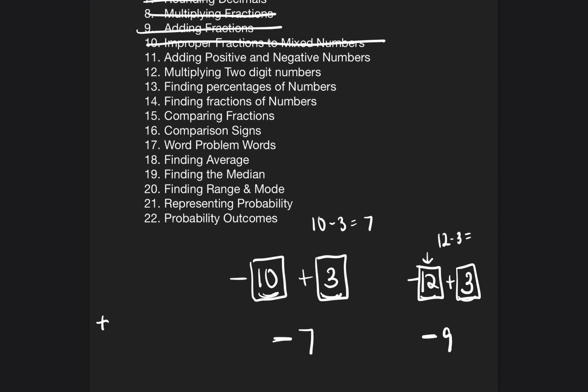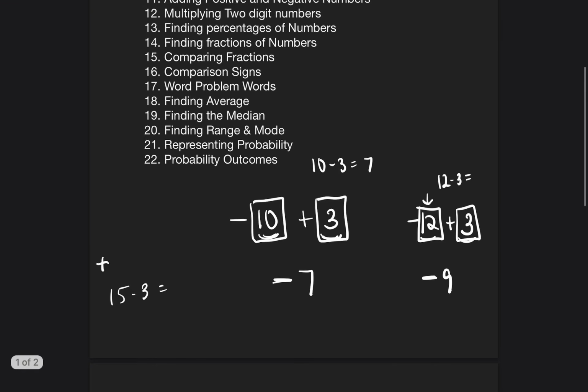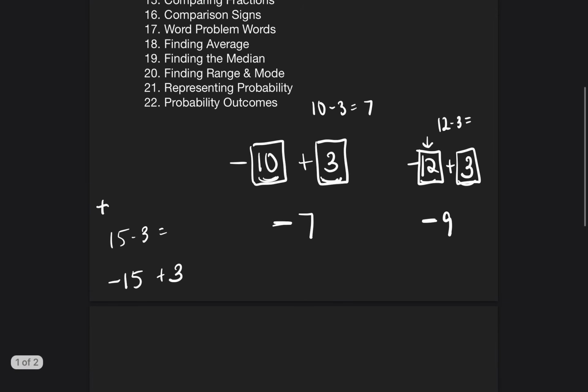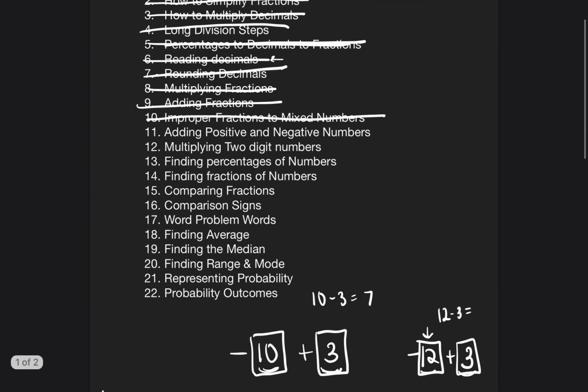So say I start with... I like starting with a negative number because otherwise it's just like 15 minus 3, and that's just a regular subtraction problem. So I like to say, what is negative 15 plus 3? And because the negative has the larger number, my answer is also going to be negative. Then I'm going to take 15 minus 3, which is equal to 12. So my answer will be negative 12. All right, very simple, isn't it?